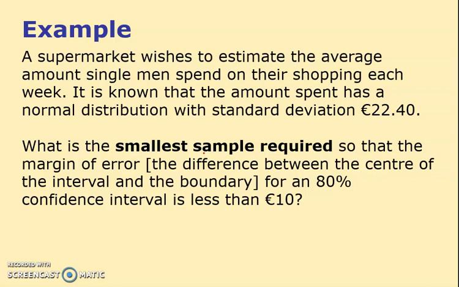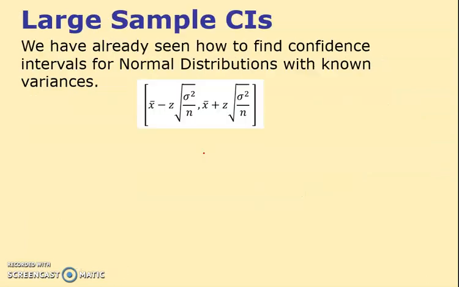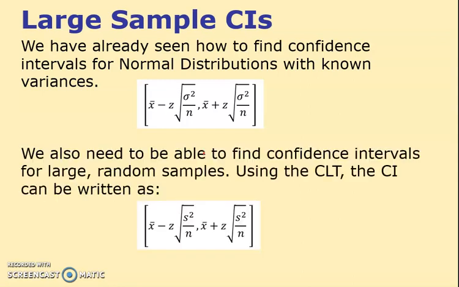I'm tempted to leave this one out. I might come back to this and save this for the lesson itself. But one thing I want to show you is what happens if it is not normal to start with. We've already seen that for normal distributions, this works fine. But what happens if it's not normal? And the answer is we can use the central limit theorem.